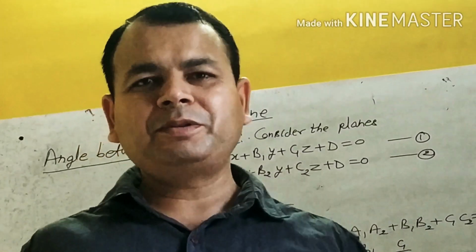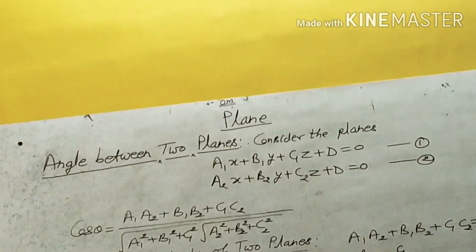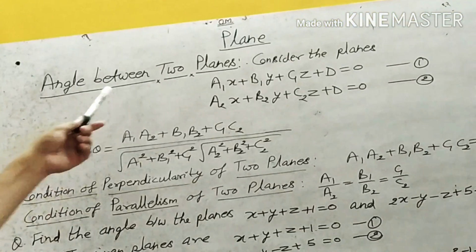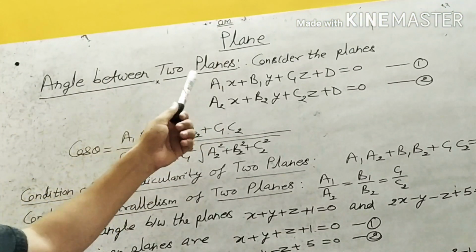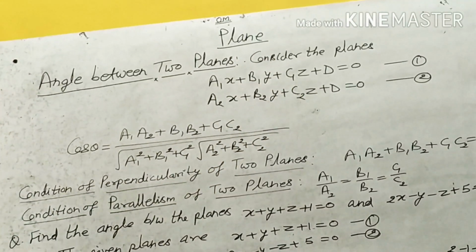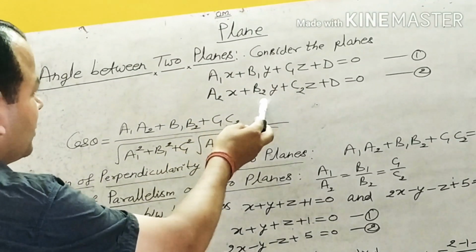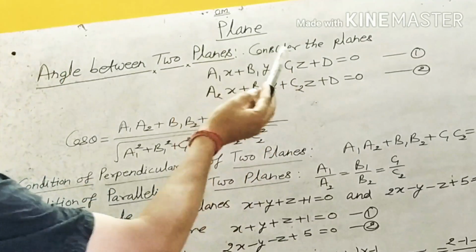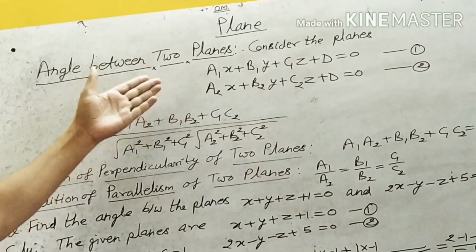Hello students, today we will discuss another condition of two planes: the angle between two planes. Let us suppose the equation of two planes are a1x plus b1y plus c1z plus d equal to 0, and another equation of the plane is a2x plus b2y plus c2z plus d equal to 0. Now the angle between these two planes.